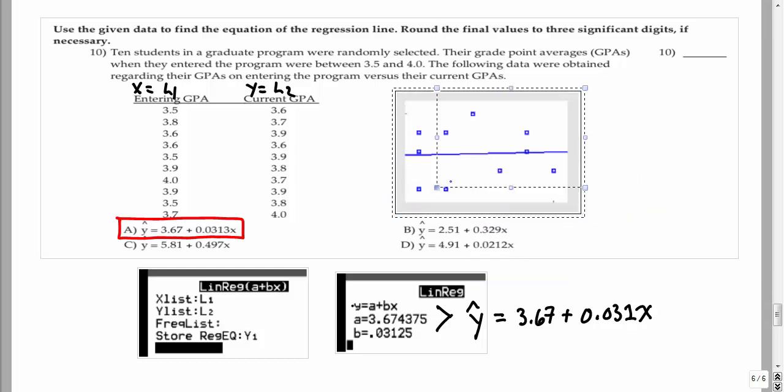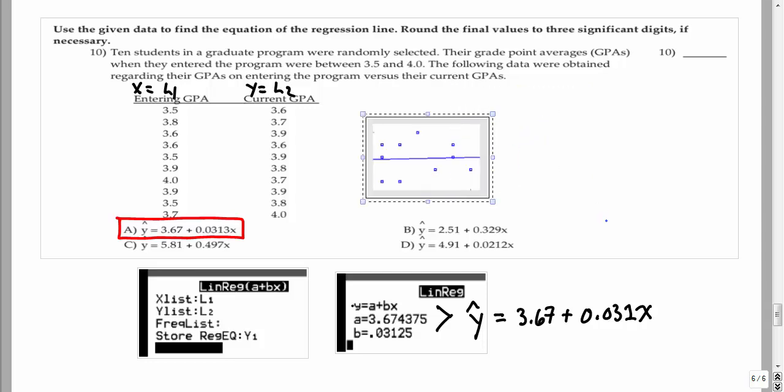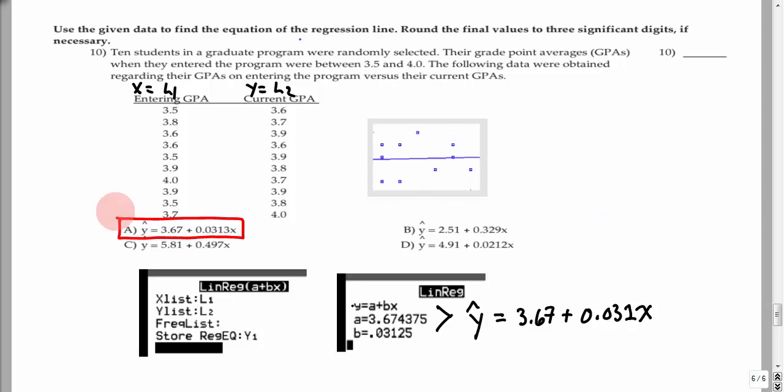So again, this is just kind of informational, kind of interesting. It's not required. So the equation of this line is y hat equals 3.67 plus 0.031x. So this part's not required. This is what's required as the equation. So that's number 10.